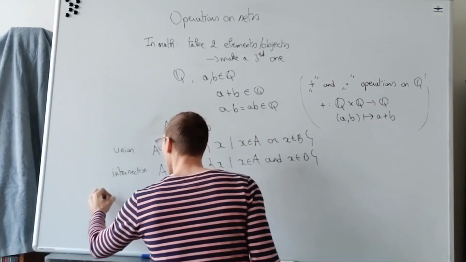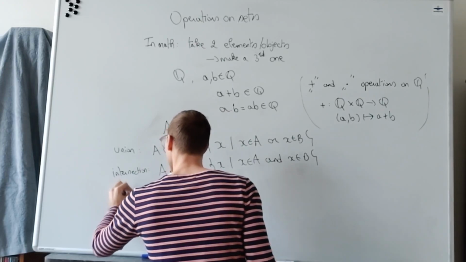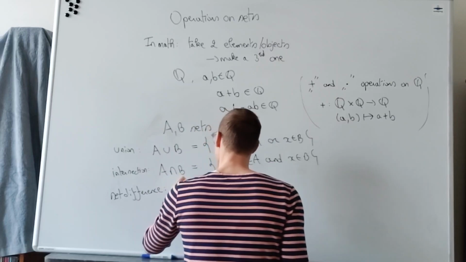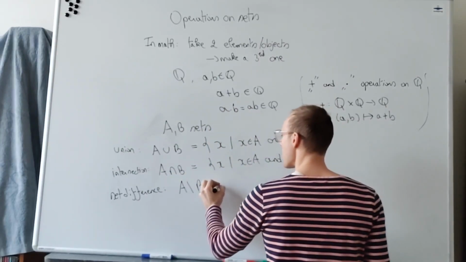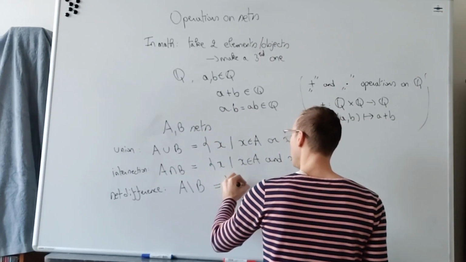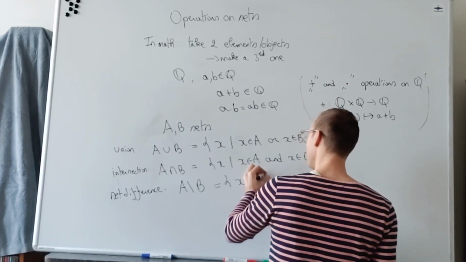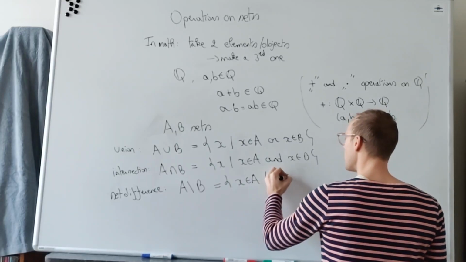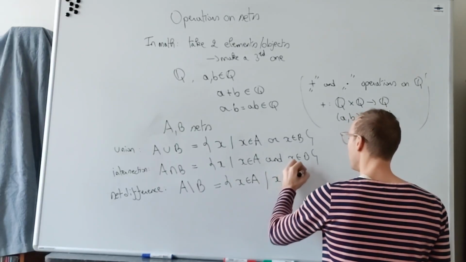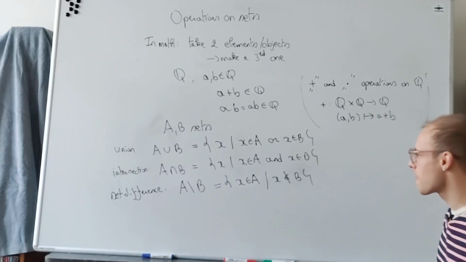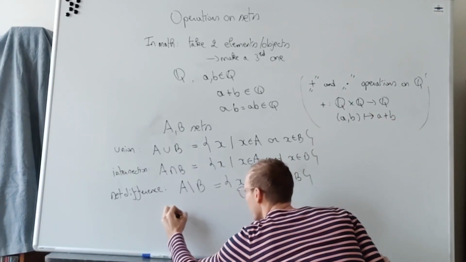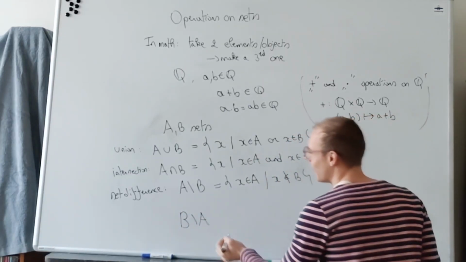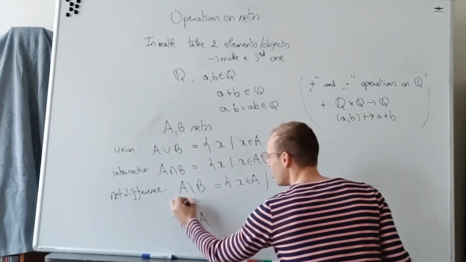And we can also look at set difference. We can look at the set A minus B. These are all the x's in A, because we start from A, for which it holds that x is not an element of B. So of course you can also look at the set difference B minus A, and of course in general they are not equal.